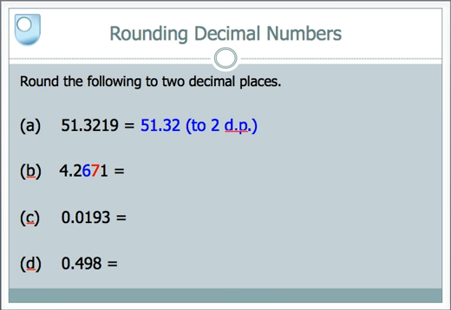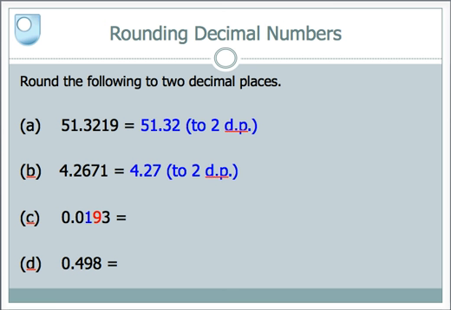4.2671. We look at the second decimal place highlighted in blue, and we make a decision on the third decimal place highlighted in red, the 7. Is it greater than 5? It is, so in this case we'll round up. So my answer is 4.27, and again I show this to 2 decimal places.